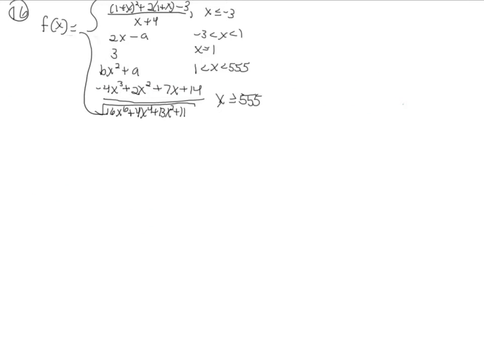Okay, 16 looks intimidating with all the different equations, but if you take it step by step, it's not so bad. So let's look at part A. We were asked to find the limit as x goes to negative 4. So the first thing I need to do is figure out which equation I'm going to use for negative 4. Negative 4 is less than negative 3, so that means I'm dealing with the very top equation. So I'm going to find the limit as x goes to negative 4 of the top equation.